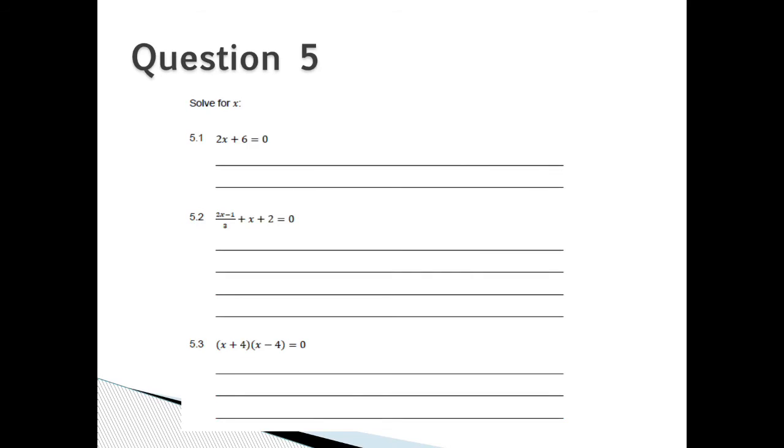Question 5. Solve for x. 5.1. 2x plus 6 is equal to 0. 5.2. (2x minus 1) over 3 plus x plus 2 is equal to 0. 5.3. (x plus 4)(x minus 4) is equal to 0.